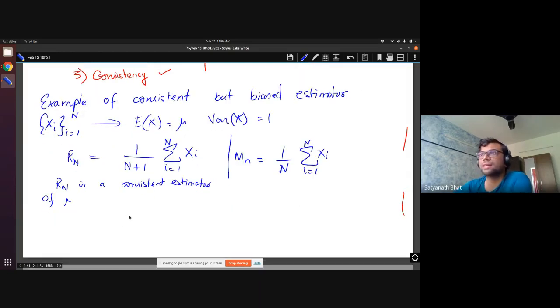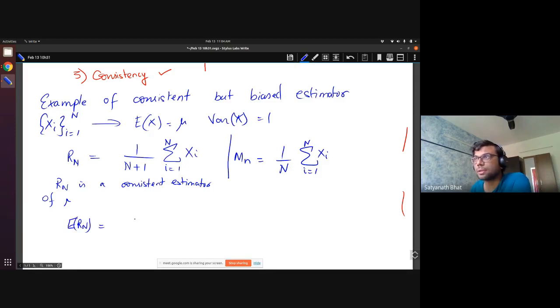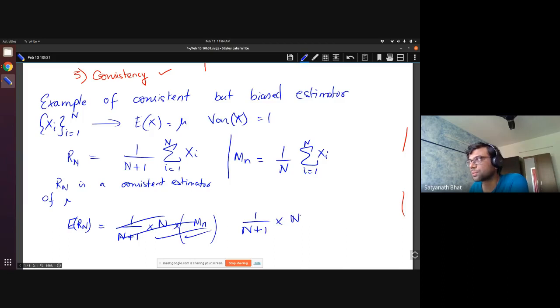So if I take the expected value of Rn, this is nothing but 1 over n plus 1 into n into mn, right? Isn't that correct? Because I will get 1 over n summation xi. I hope I don't have to explain this. If it's not clear, let me know. Let me do it anyway, since nobody is saying anything. So 1 over n plus 1 into n into 1 over n summation xi. That's what I wrote. That's the trick I did here.